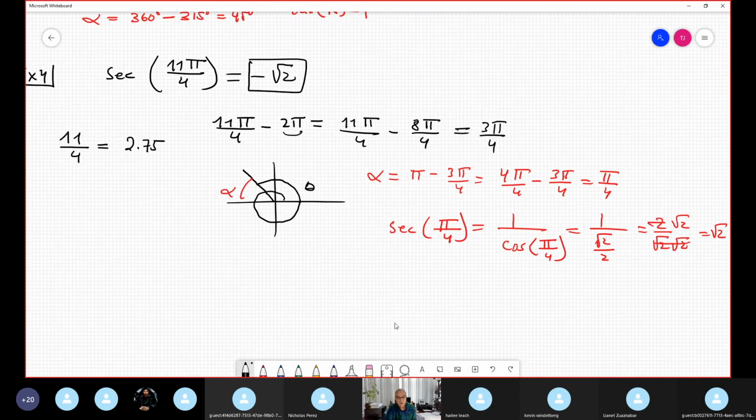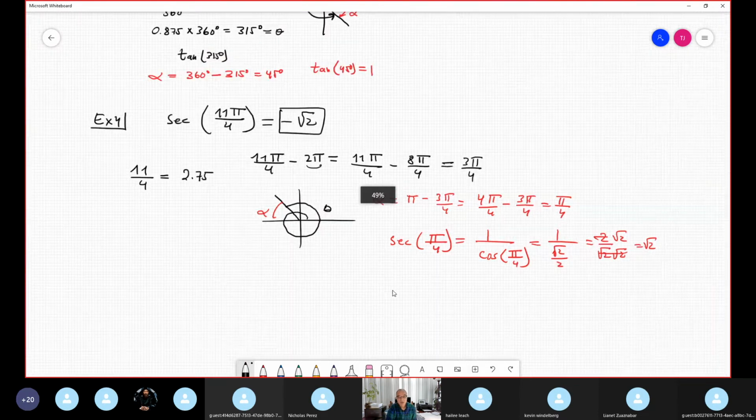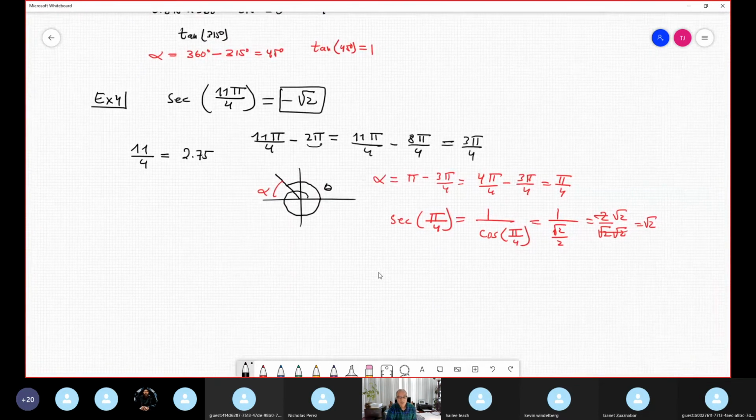Okay, in this case it was easy. In this case, division was not necessary. The only thing I did was subtract 2 pi, until you get a number less than 2 pi, no? Que es 1 revolution. Because you discover que 11 pi over 4 is 1 entire revolution plus 3 pi over 4, que lies in the second quadrant.